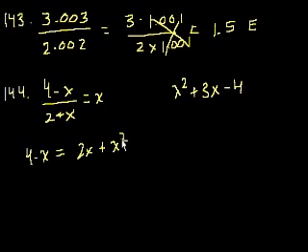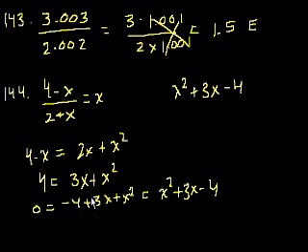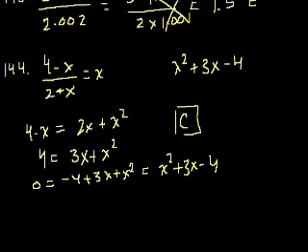Let's subtract x from both... No, add x to both sides. So you get 4 is equal to 3x plus x squared. Subtract 4 from both sides, and you get 0 is equal to minus 4 plus 3x plus x squared, which is just rearranging that, the same thing as x squared plus 3x minus 4. So that is equal to 0, which is C. Next problem, 145.